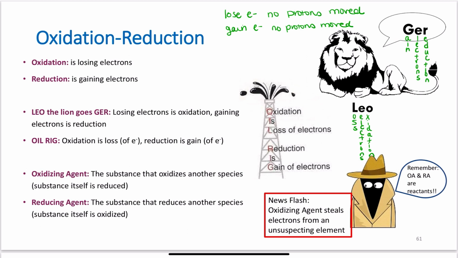A reducing agent is a substance that reduces another species by being oxidized itself. It loses its own electrons to give them away to someone else. Oxidizing agents steal electrons from an unsuspecting element. Oxidizing agents and reducing agents are reactants. They are not products. They are always going to be reactants.